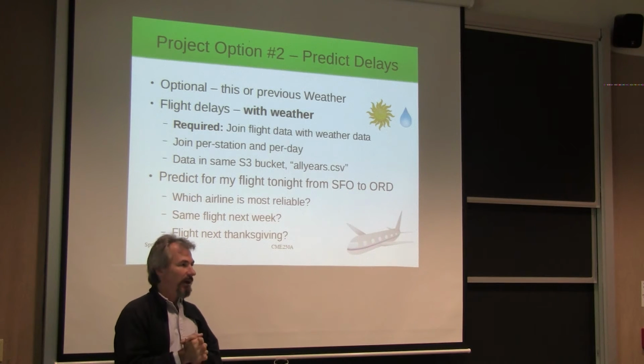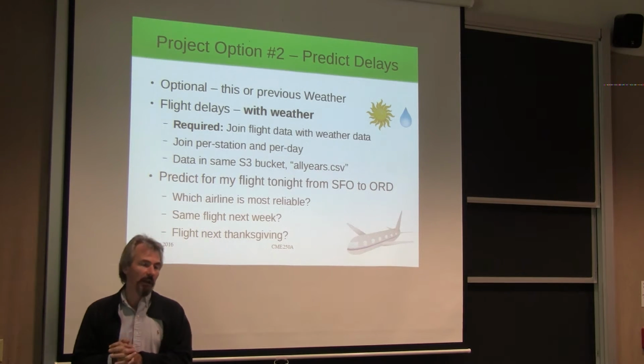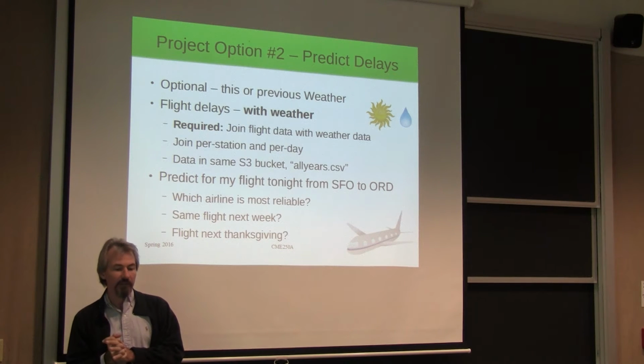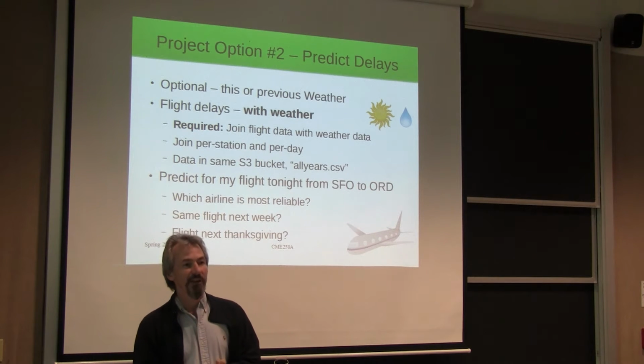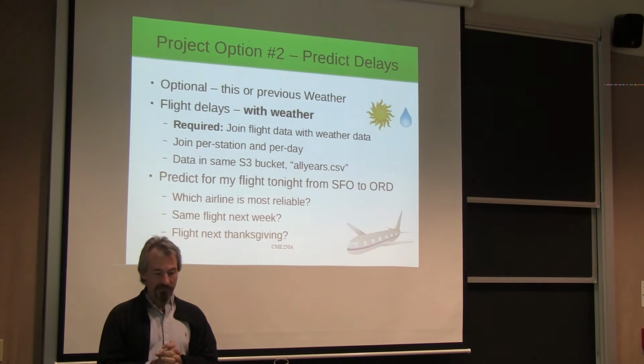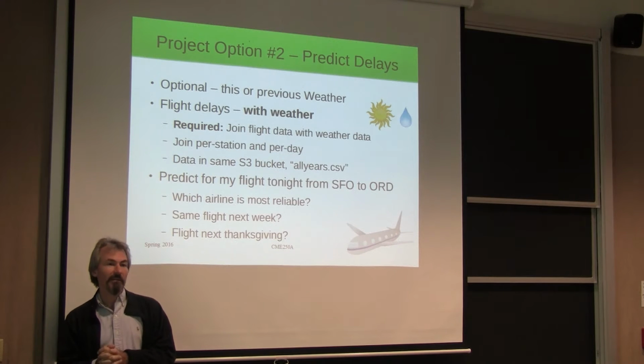Now add weather data and try again, and see if you can beat the model I built in class a couple of classes ago. In particular, tonight I'm flying from SFO to Chicago. What are the odds my flight's delayed? What airline should I use? What is the least failing airline that does fly from SFO to Chicago? Okay, I'm doing the same flight in a week. So what's the prediction next week?